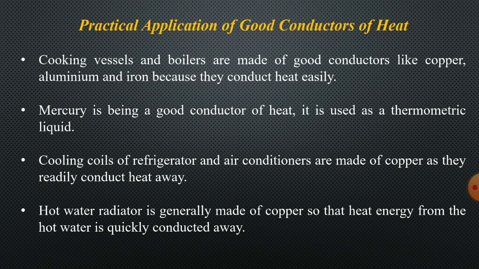Then, in the last video we studied mercury. Mercury is a liquid metal, and it is a very good conductor of heat. That's why it is used as a thermometric liquid. Then the cooling coils of refrigerators and air conditioners are made of copper, a very good conductor of heat, so it readily conducts heat away. The hot water radiator is also made of copper, so that heat energy from the hot water is quickly conducted away. So these are the practical applications of good conductors of heat.